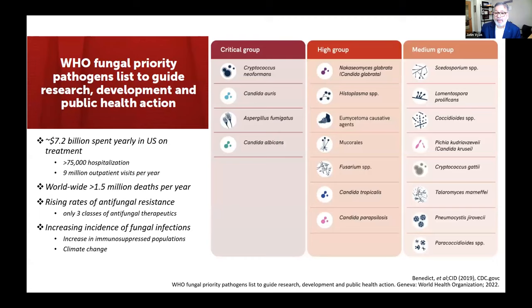letting folks know how important fungal infections are. But recently the World Health Organization has prioritized fungal organisms and has created three separate groups based on the health burden of these organisms. In our lab, we spend a lot of time thinking about Aspergillus fumigatus as well as Candida albicans, as you can see in the critical group.